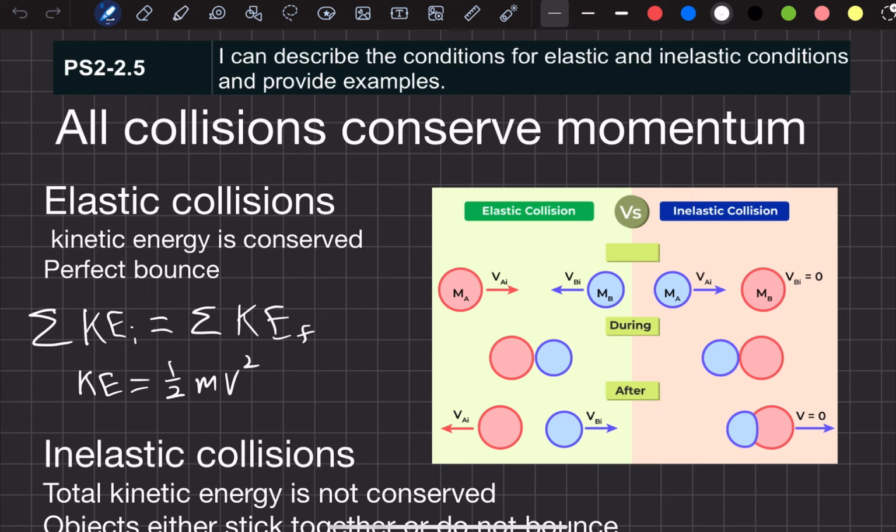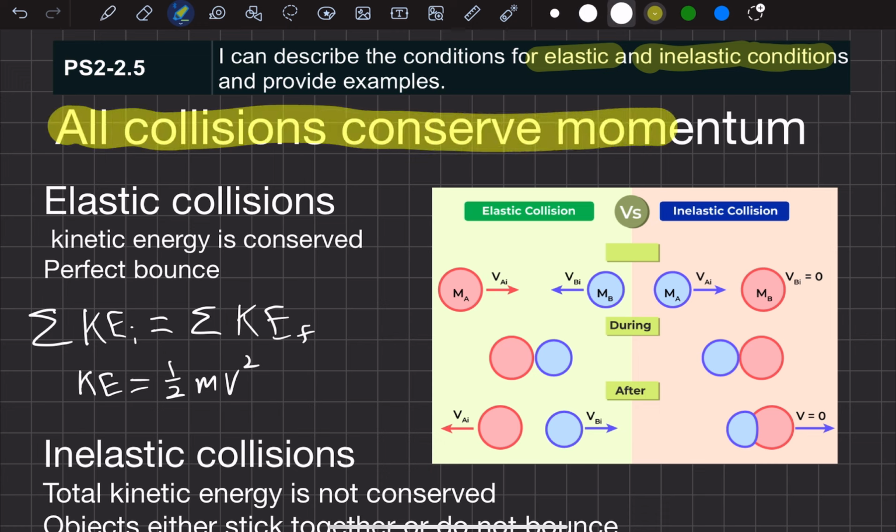In a previous learning objective, I mentioned elastic and inelastic collisions. This learning objective is all about that, specifically that you can describe the conditions for elastic and inelastic collisions and provide examples for each of them. Before we start this discussion of what is an elastic and what is an inelastic collision, we need to make sure one thing is very clear.